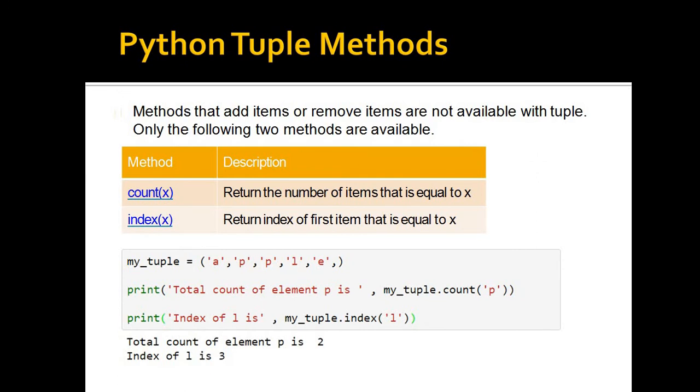Here are some Python tuple methods. Count and index. Count will return the number of items that is equal to x, and index will return the first item that is equal to x. See, when you print the total count of elements of p, my tuple dot count p, it will show you the occurrences of p. Here are 2 occurrences of p, that means the output of this will be 2. Then index of L will be 0, 1, 2, 3. So the answer will be 3.